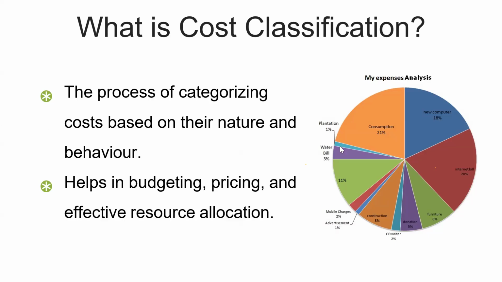So this diagram helps you to see how some analysis can be done. Expense analysis. Consumption here takes the highest. New computers, for maybe a business, internet bill, furniture, donations, CD writer, construction, mobile charges, advertisement, and so on. So you have to categorize. If you're into business, you need to categorize your costs. Cost for rent, cost for marketing, cost for salary. You need to break that down, and that's what we call a budget line.